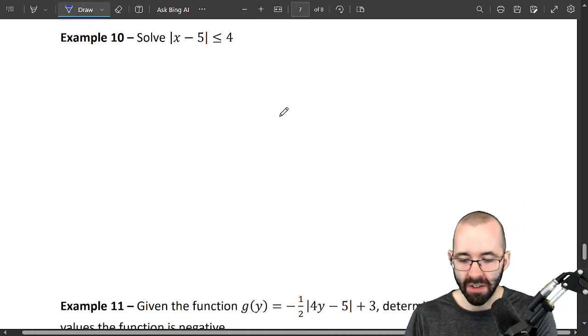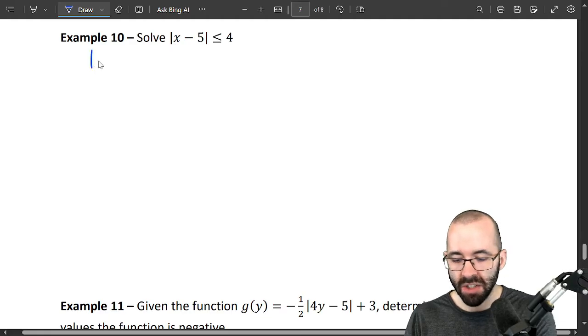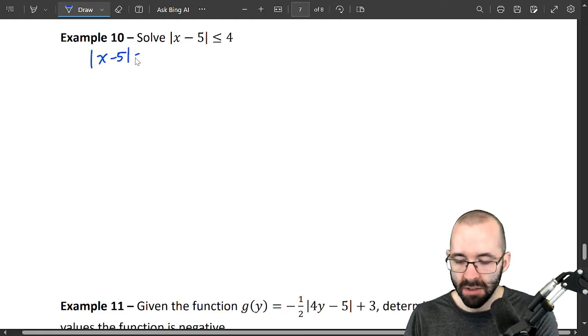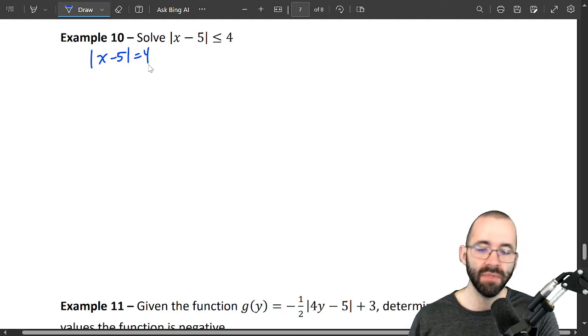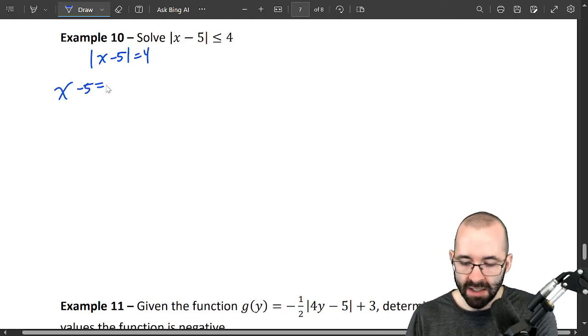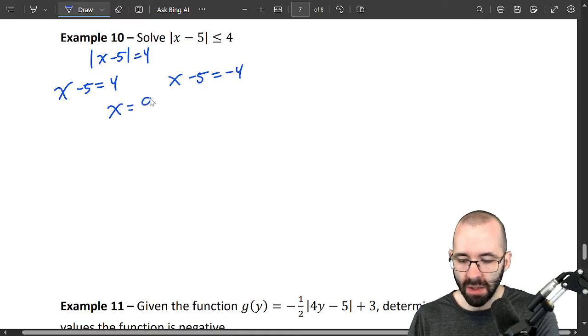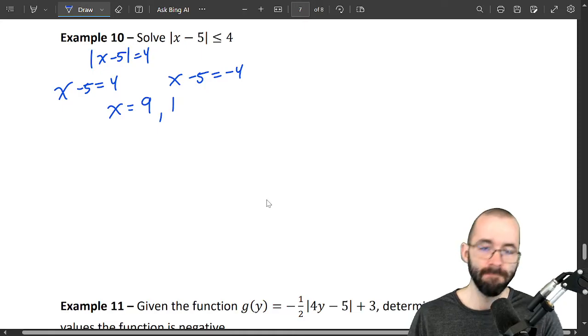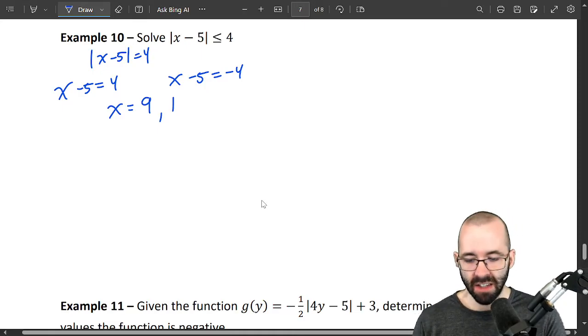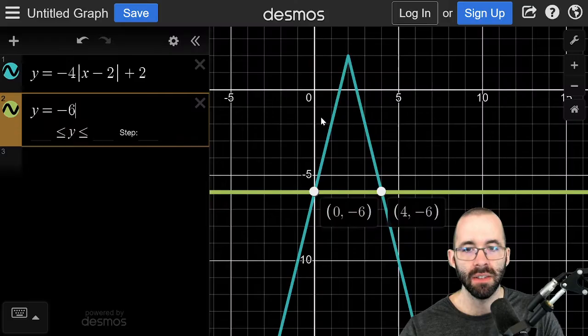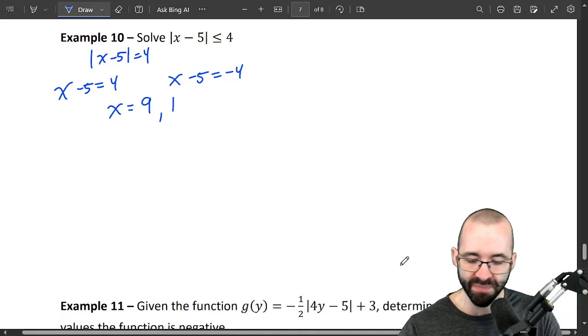But here's how we can solve it. First, solve the equation part. Let's find this part. When are they equal to 4? Well, that's going to be when the inside is equal to 4, or when the inside is -4. Solving both of those, we'll get that this works when x is either equal to 9 or 1. And now we just ask ourselves, are we between 1 and 9, or are we outside 9 and 1? Just like this. Are we inside the interval between these two points or outside the interval?